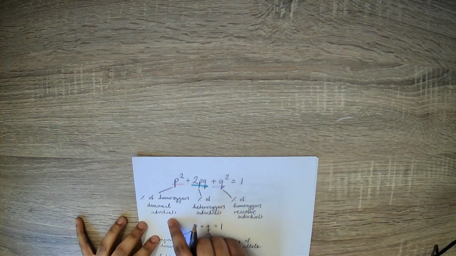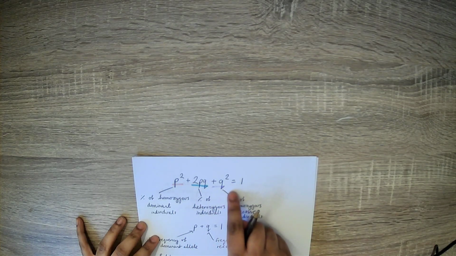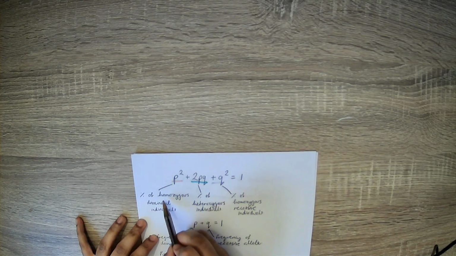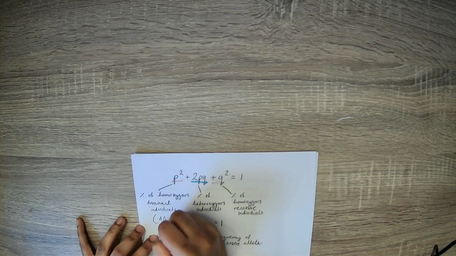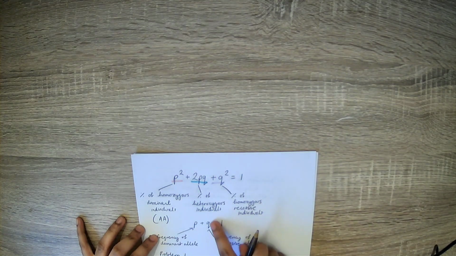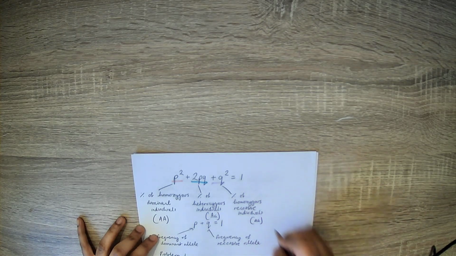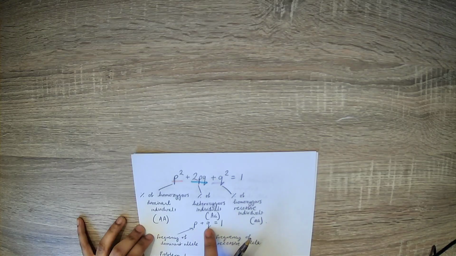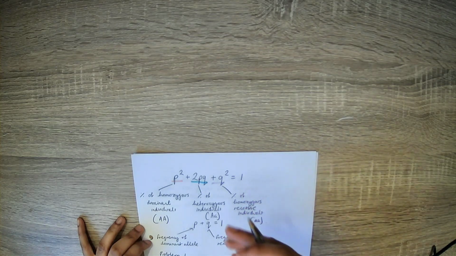Now you can see I've written down the meanings of p squared plus 2pq plus q squared. Now the homozygous dominant individuals we can represent with 2 capital letters. The heterozygous individuals we can represent as a capital A and a small a, and homozygous recessive is 2 small letters. And here is the second equation, which tells us the frequencies of alleles, and this one tells us the frequencies of different individuals, different genotypes.